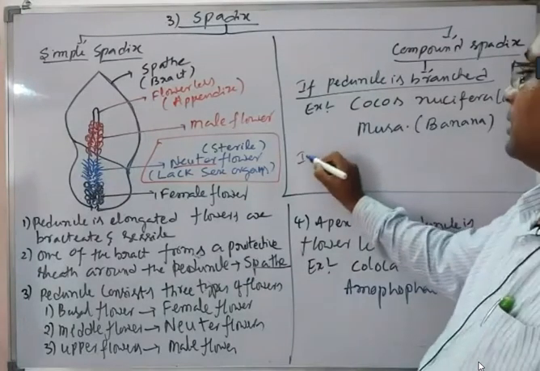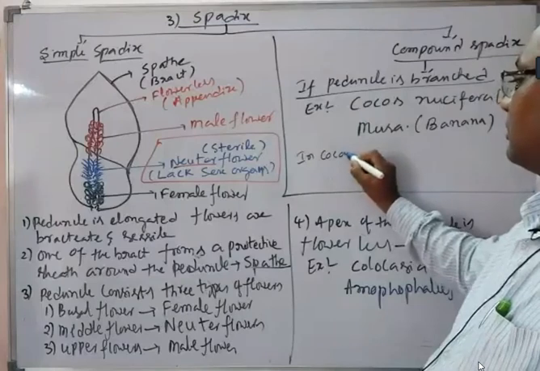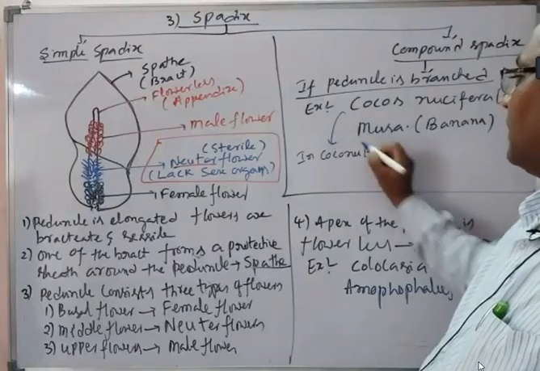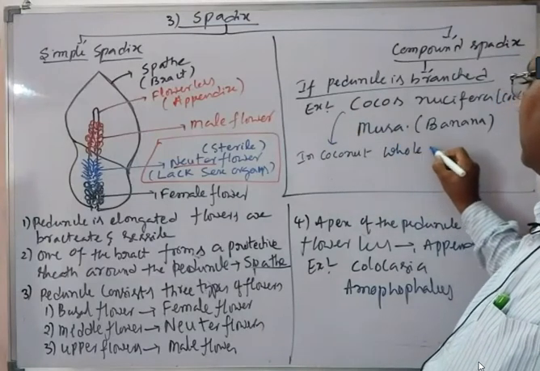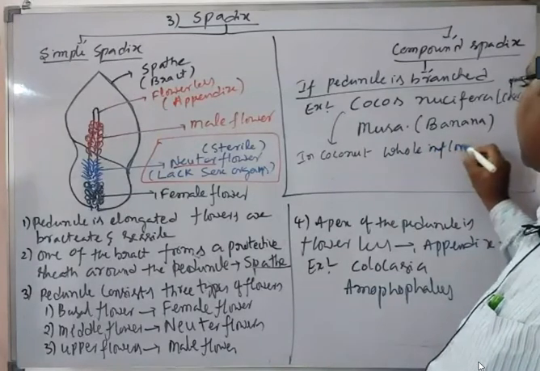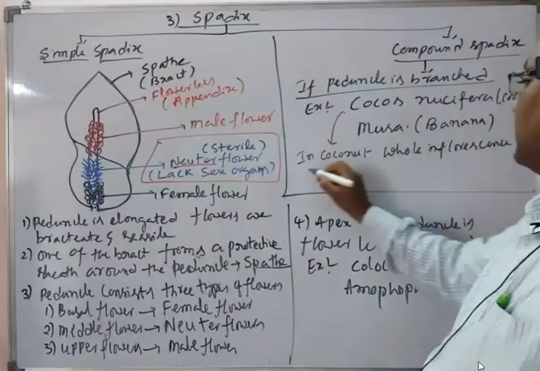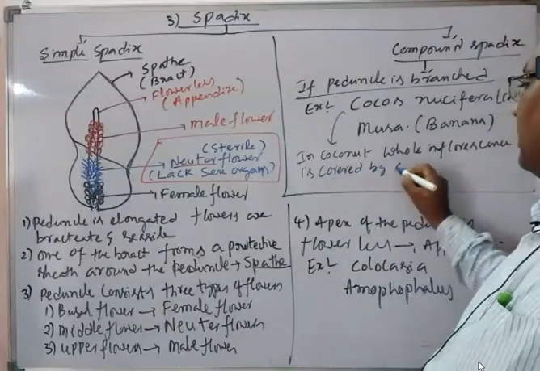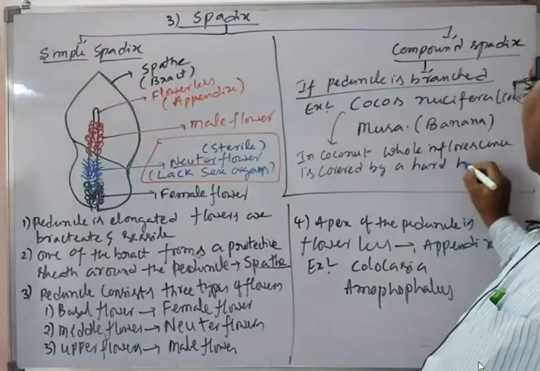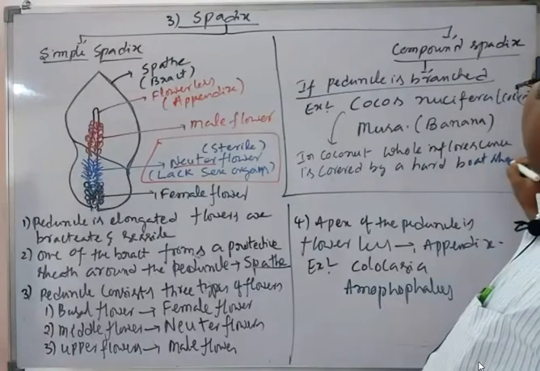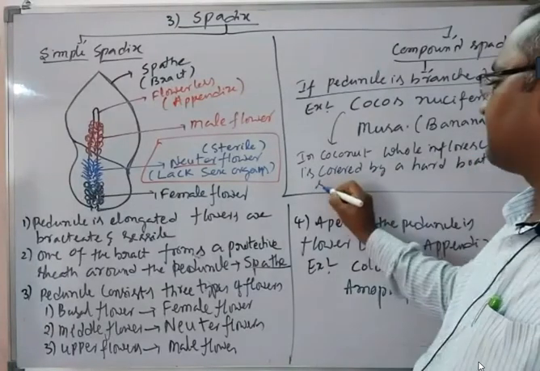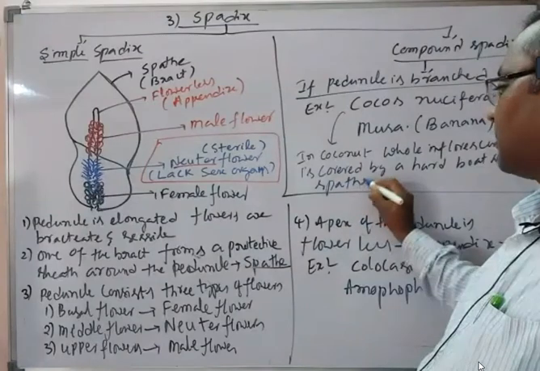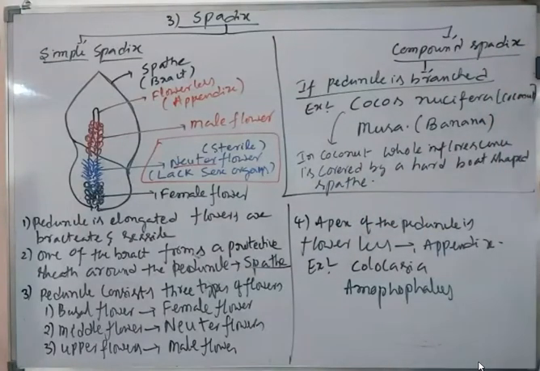In coconut, the whole inflorescence is covered by a hard boat-shaped spathe. Hard boat-shaped spathe.